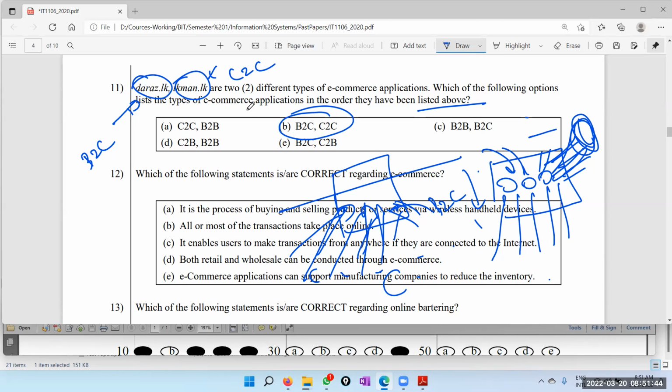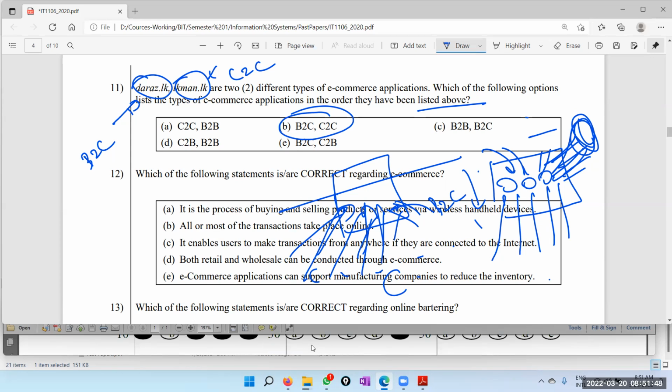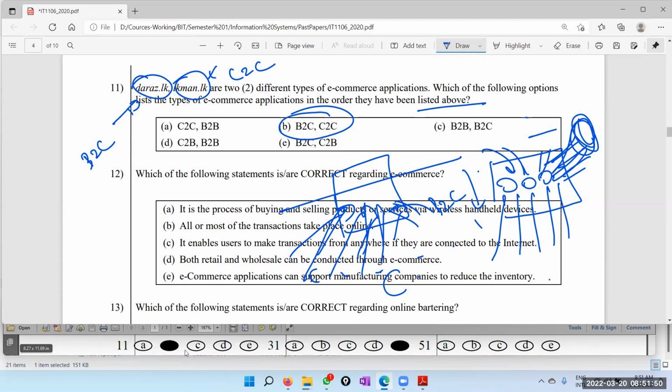Let's see whether my answer is correct, and you must have your own answer by now. Right. So the answer they have taken is B. Okay, they have taken B. Right, 12.